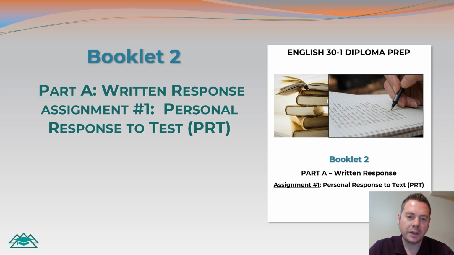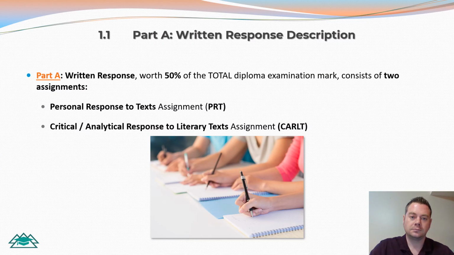So to follow along in your hard copies, you're going to want to have Booklet 2, which says Part A Written Response. The Part A for the ELA 30-1 diploma exam is the written response, and it's worth 50% of the total examination mark. And there are two components to it. First of all, you will see there's a personal response to texts, and there is a critical analytical response to literary texts.